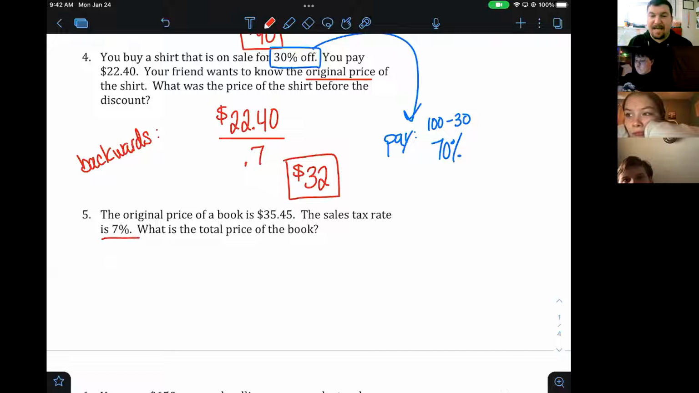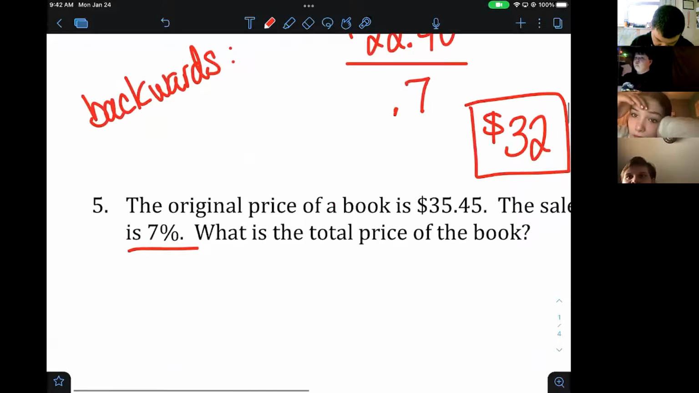That doesn't mean that 7% of the price goes to the state of Indiana. It means an additional 7%. So it's not like they're just taking 70% of the $40 you paid. They're going to charge you an extra 7% on that $40 that you pay. And so think of sales tax like a markup.